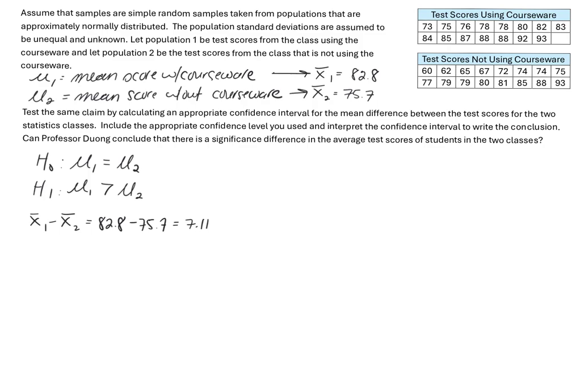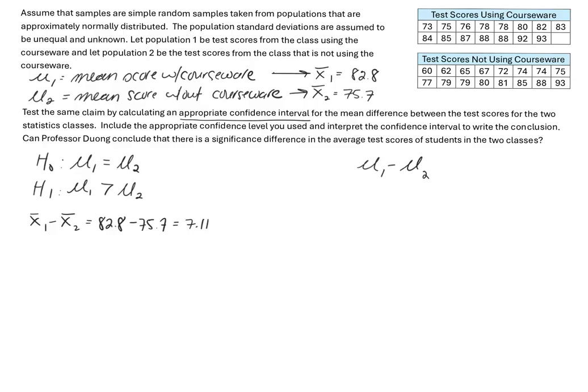In this problem, we're testing the same exact claim, but instead of using a hypothesis test and the p-value method to make a conclusion, we're going to build an appropriate confidence interval. The confidence interval that we're building estimates the difference between mu1 and mu2, all right? So we want to know what the actual difference is.